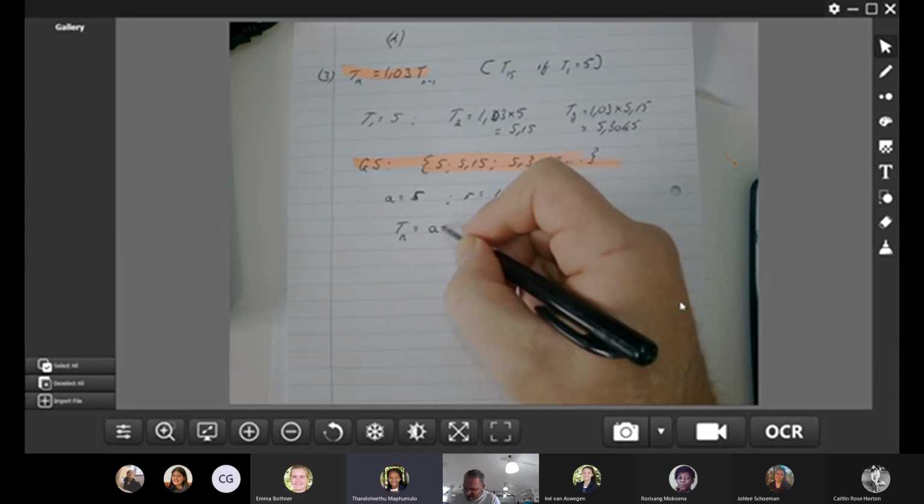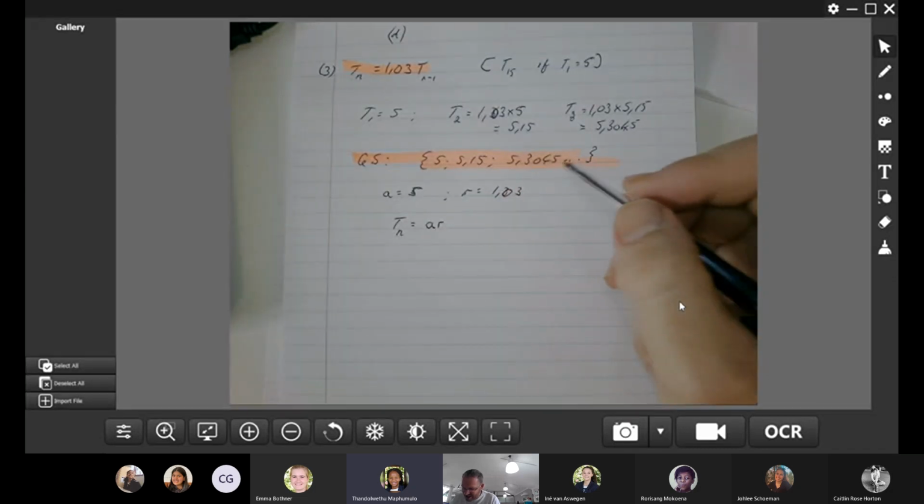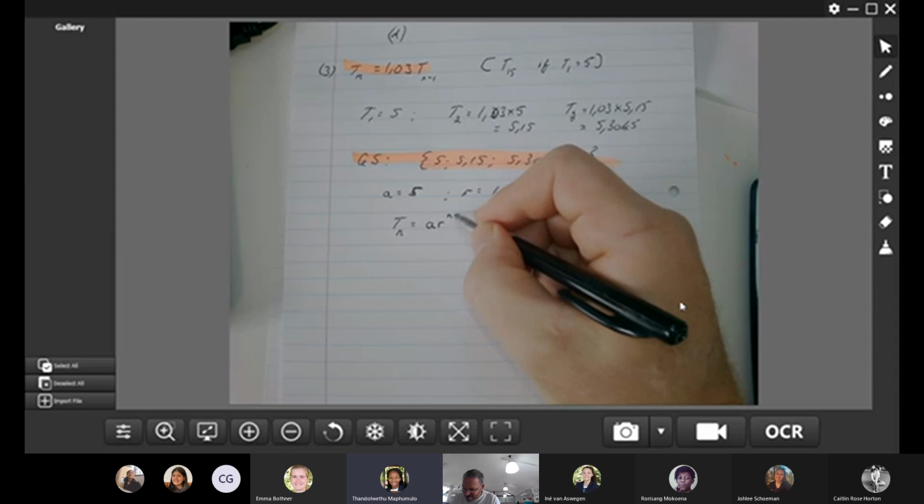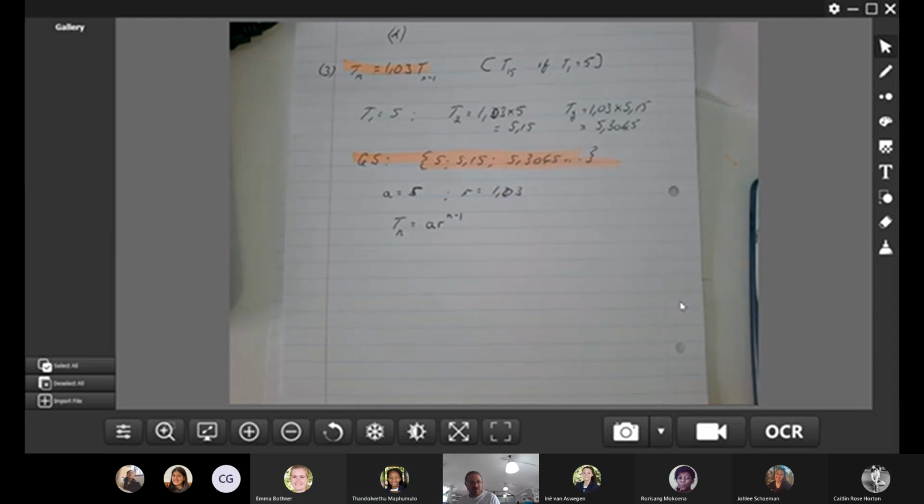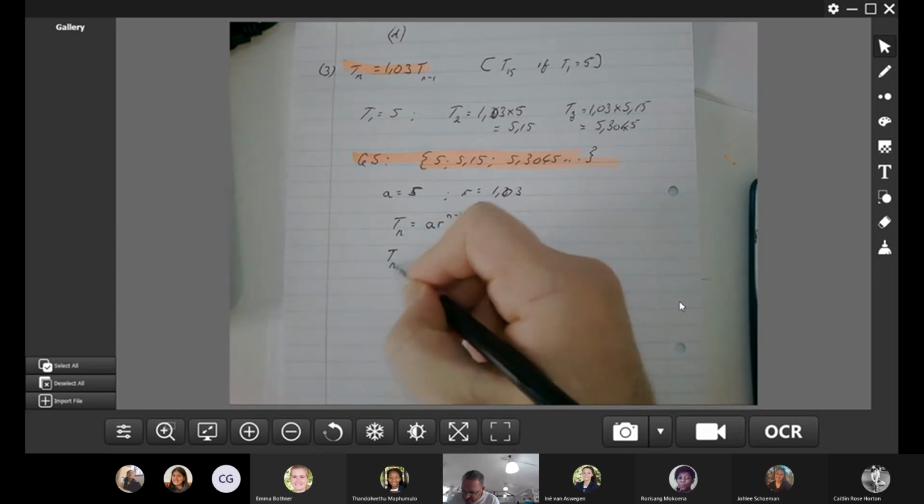Tn is equal to a multiplied by r to the power n minus 1. Tn is equal to ar to the n minus 1. Good. Okay, so now I want the general formula, so I leave n in there.